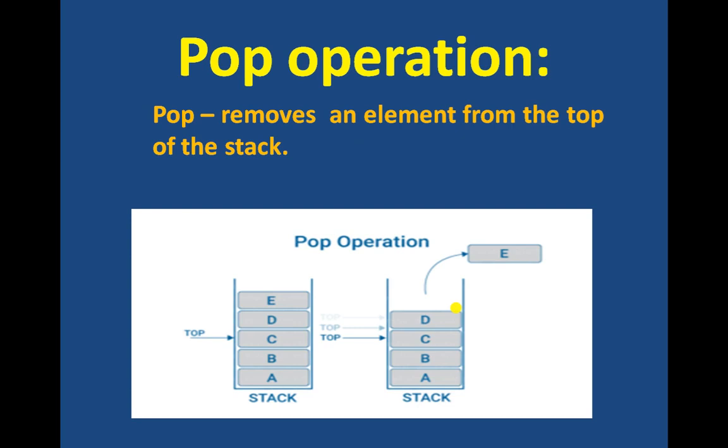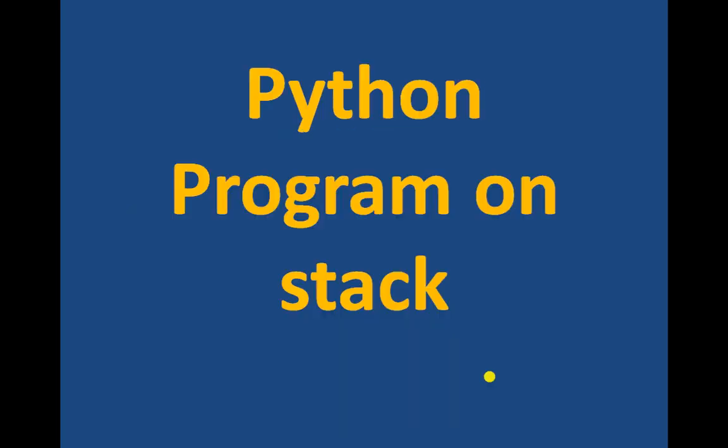Now next is your pop operation. Pop means you have to remove an element from the top of the stack. So when you remove E from this list, what will happen? E will go out and now D will become the top. So this is your pop operation.